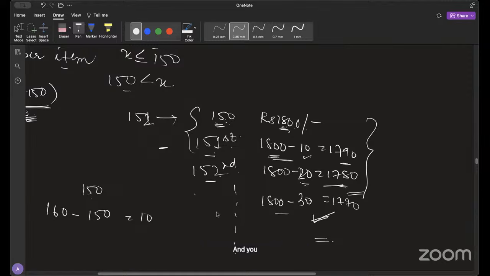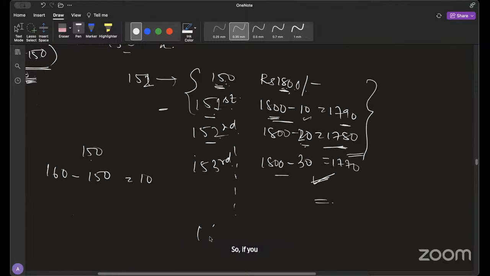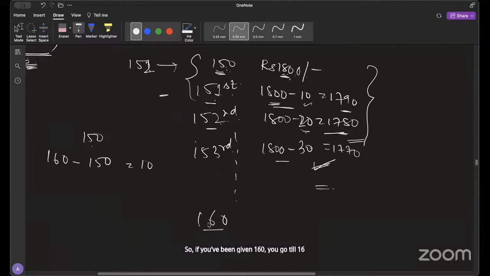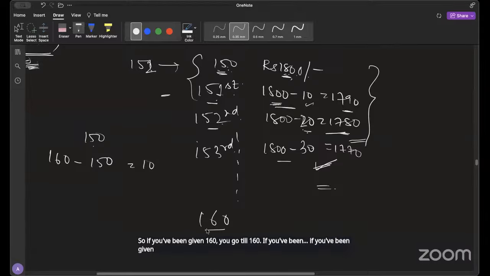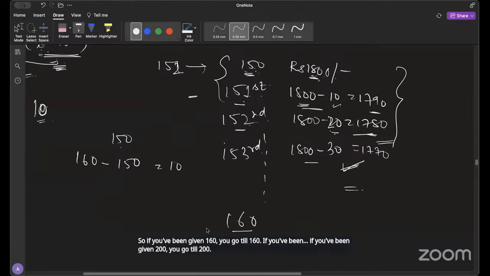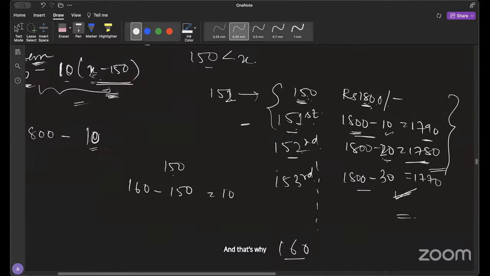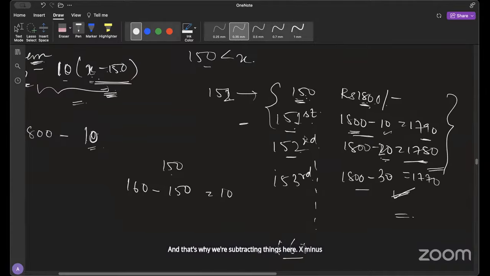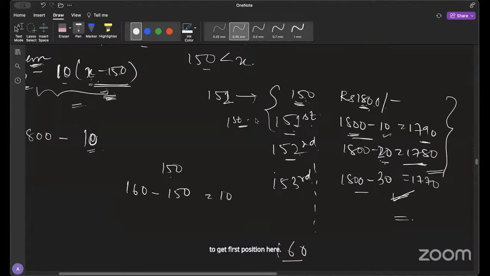And you keep going on like this. If you have been given 160, you go till 160. If you've been given 200, you go till 200. And that's why we're subtracting things here. X minus 150 we've done to get the first position here, so that we know how many items are there after 150.